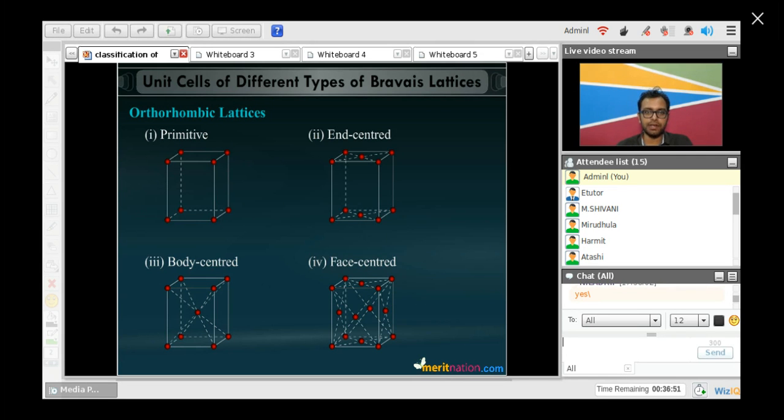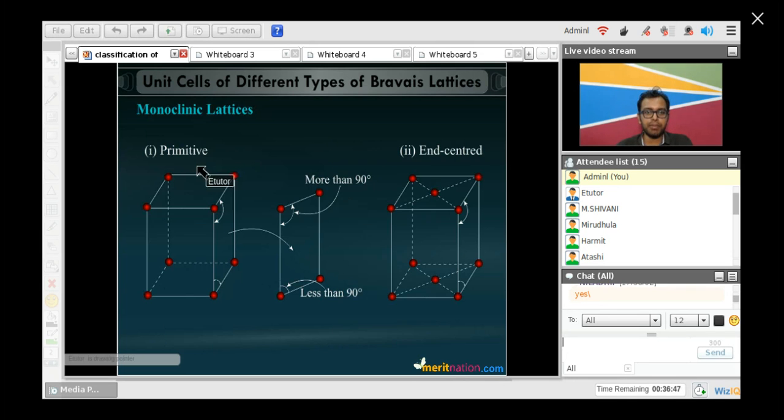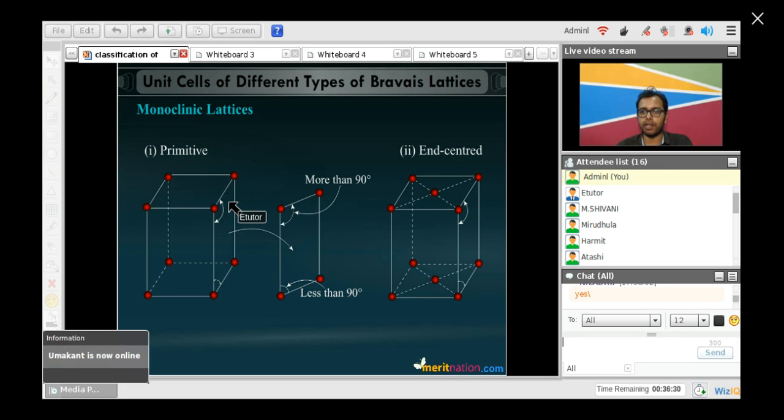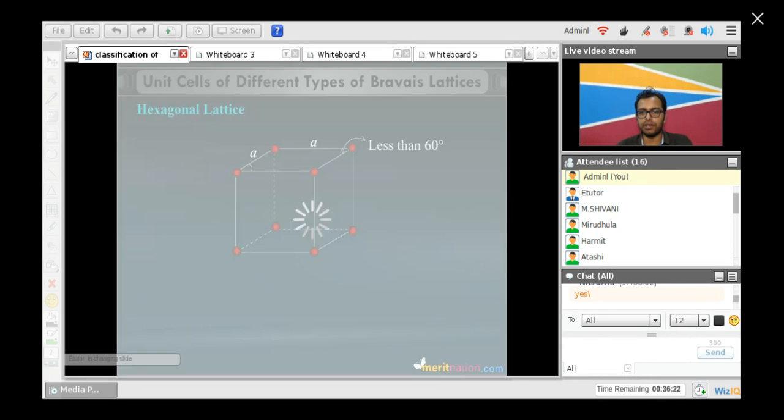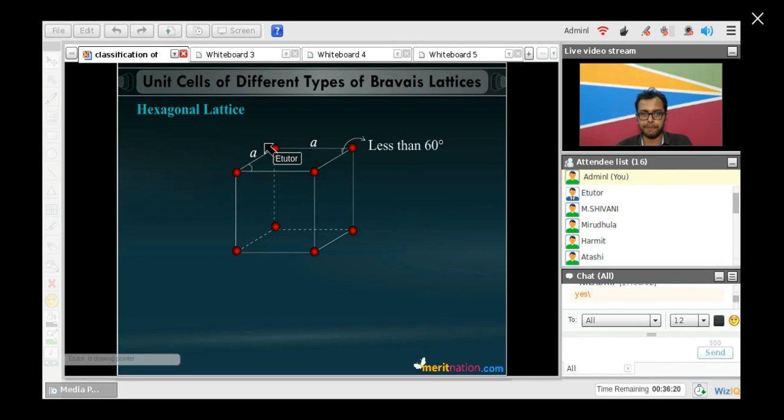In case of monoclinic cell, there can be a primitive lattice and an end-centered lattice, right? In monoclinic, 2 angles were equal to 90 degrees and one angle was not equal to 90 degrees, right? And the primitive cell will be there and the end-centered cell will be there.